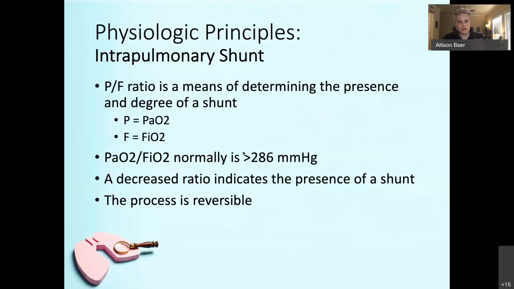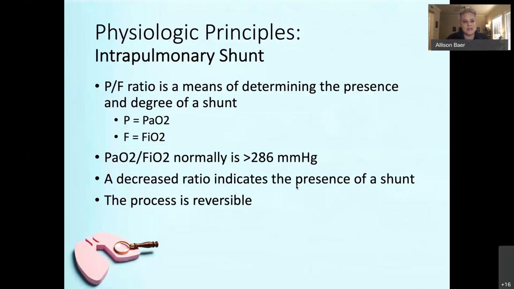So the PF ratio is their PaO2 divided by the FiO2. Normal is usually easier to think of as 300. This has a very specific number of 286, but in general, think about 300 is normal or above that. If it gets below 200, you're in ARDS, and if it gets below 100, you're in severe ARDS. But the degree to which that is decreased indicates the presence of the shunt, and usually this is reversible. We just need to figure out the cause and fix it so we can restore airflow.